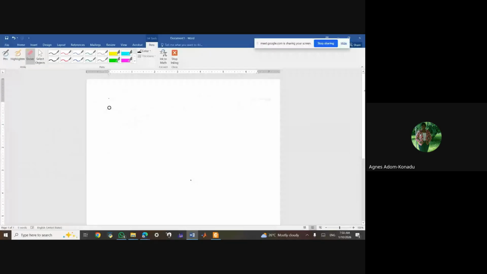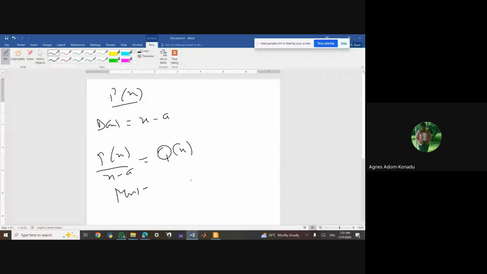So if I have a function p of x, and then I have another function d of x, and my d of x is equal to x minus a. Now, if I divide p of x by x minus a, and I get q of x, in other words, it means that my p of x is equal to x minus a times q of x. It means that x minus a is a factor of my p of x.